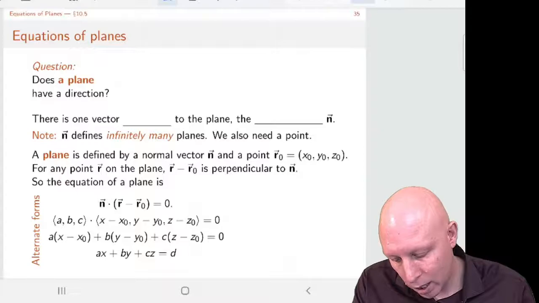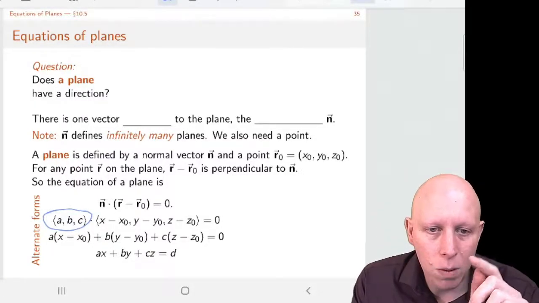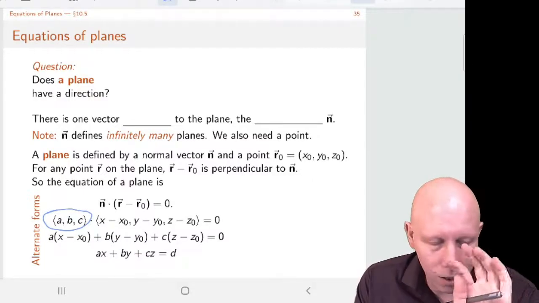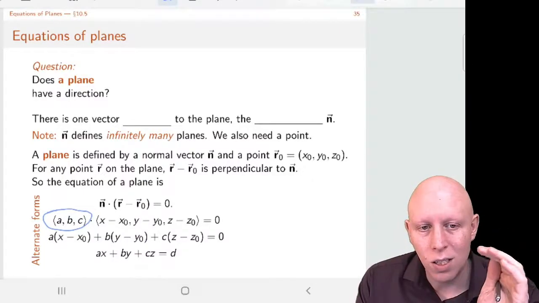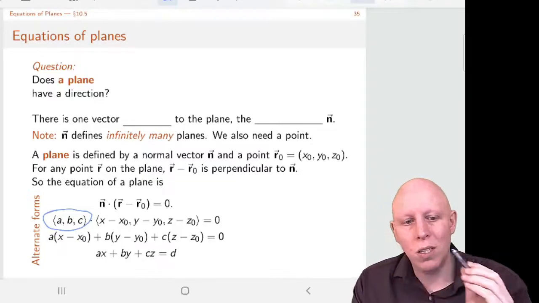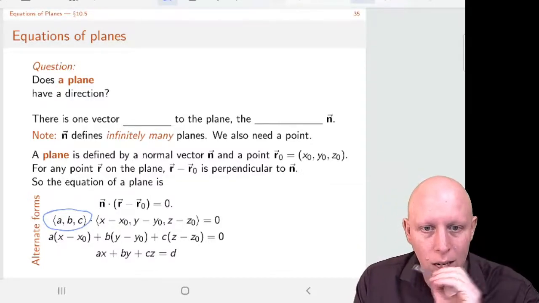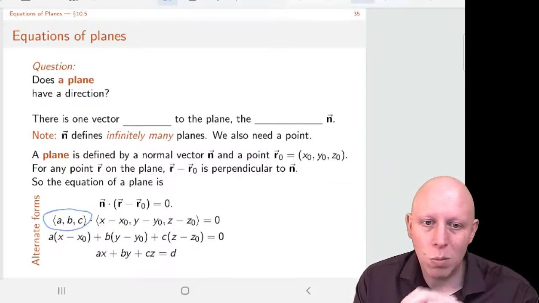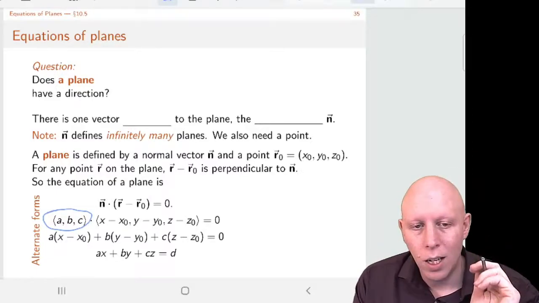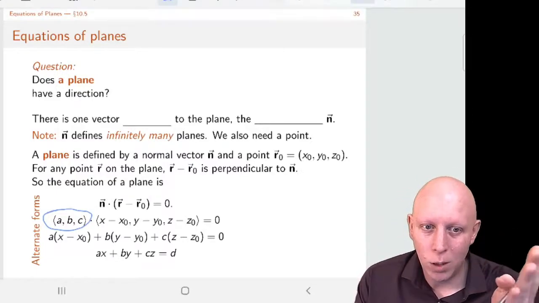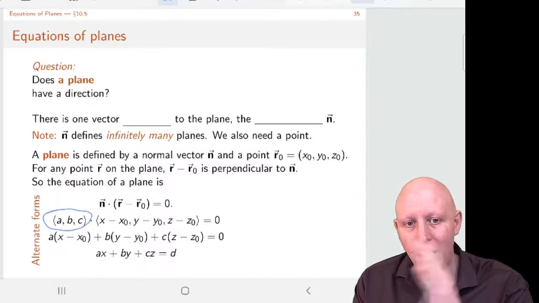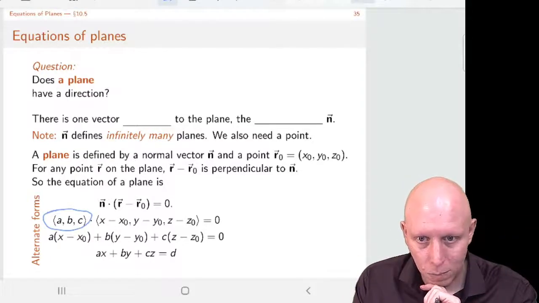What does that look like? So the normal vector, we're going to use ABC again. This is a little bit confusing because before we were using ABC to be the direction of the line. Now we're going to use ABC to be the direction of the normal vector. So depending on whether you're dealing with a line or with a plane, ABC means different things.